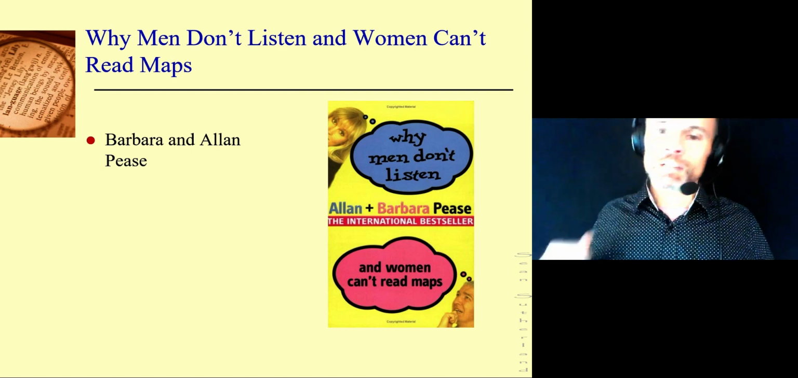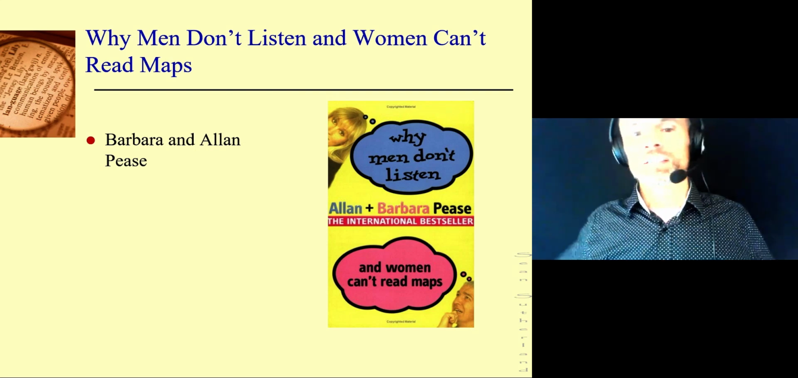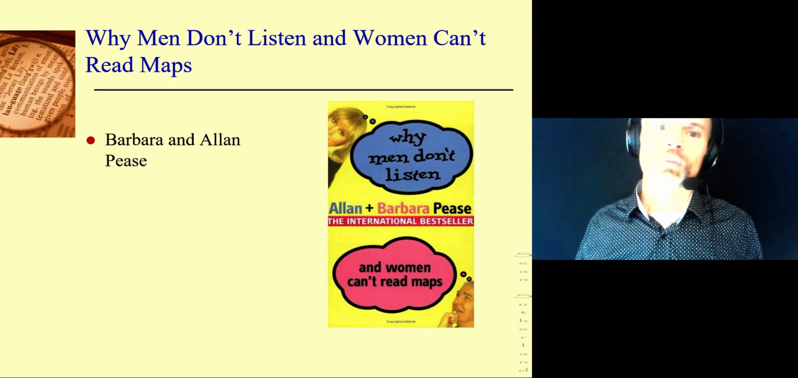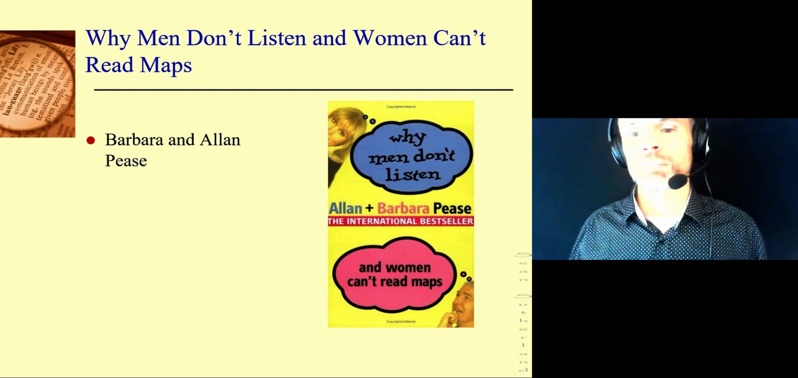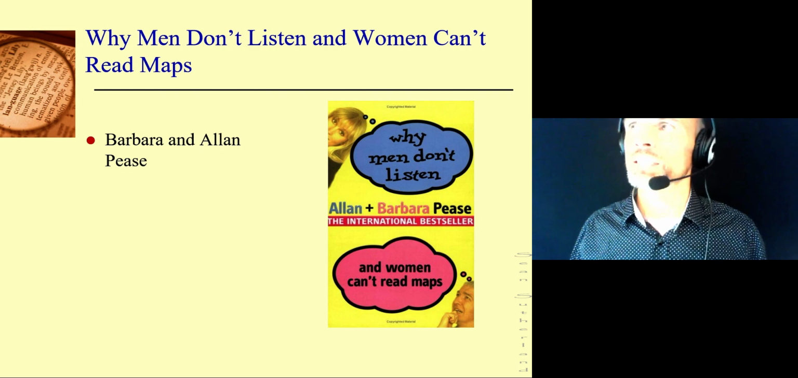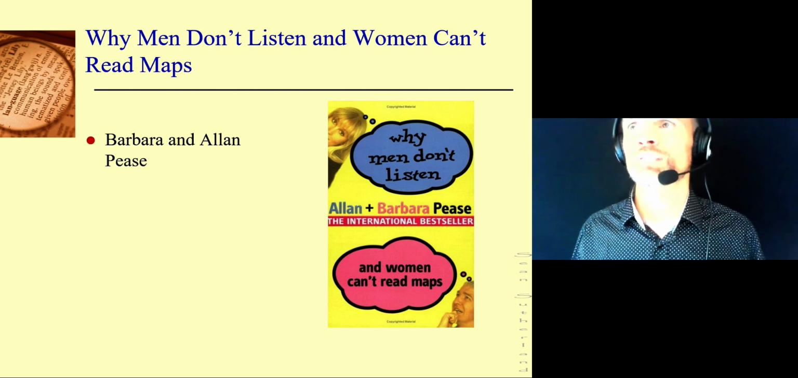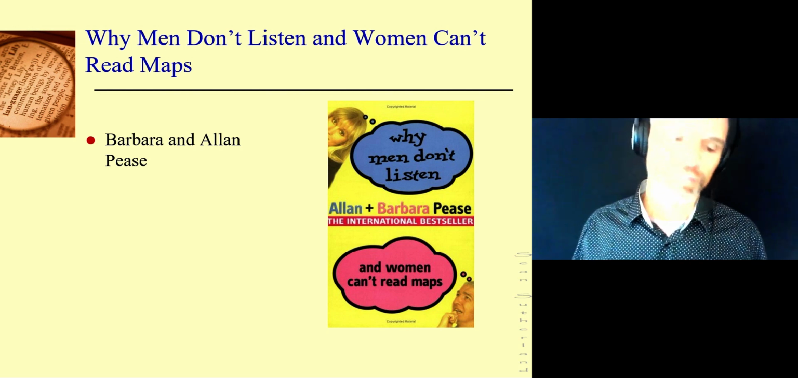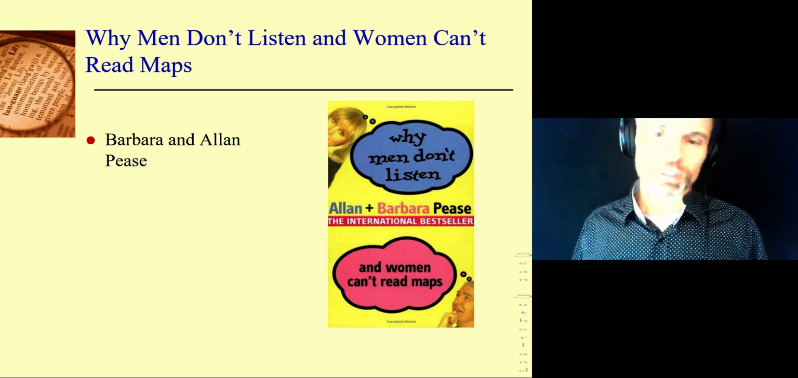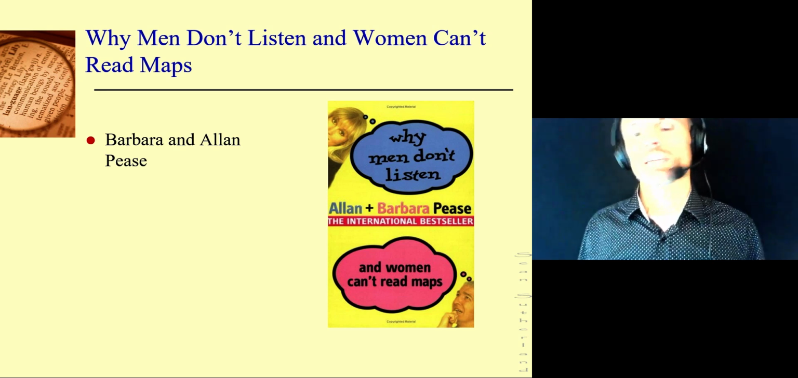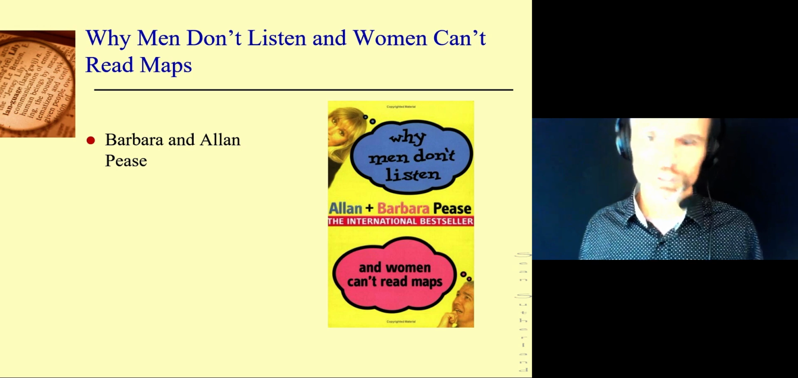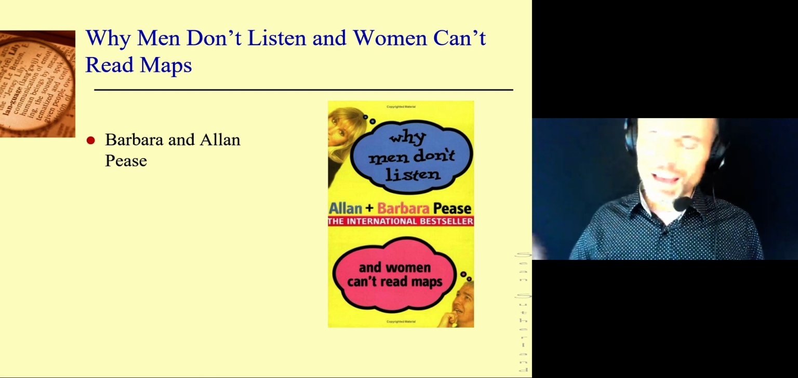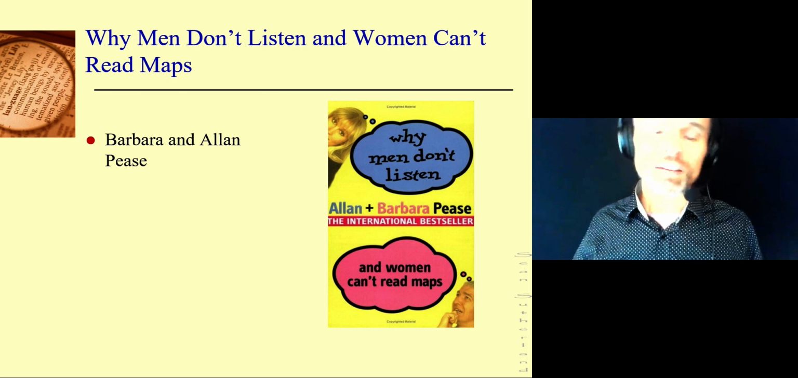There's a book that was very popular some time ago now, Why Men Don't Listen and Women Can't Read Maps, by Barbara and Alan Pease. And this is the type of book you might find in the self-help section of the bookstore, W.H. Smith or Waterstones. It's not an academic book, right? It's a pop culture book, popular culture book, right? And books like this are very popular, and there's a lot of them, right?